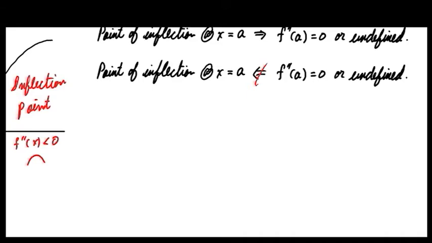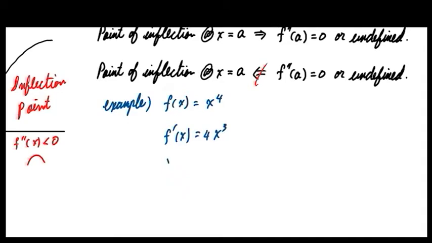Consider this function. It's the example. Consider f of x is equal to x to the fourth power. Then f prime of x is equal to 4x cubed. And then f double prime of x is equal to 12x squared. So far so good? Say yes. Okay, and you want to set this to 0, right? That tells you x is equal to 0.